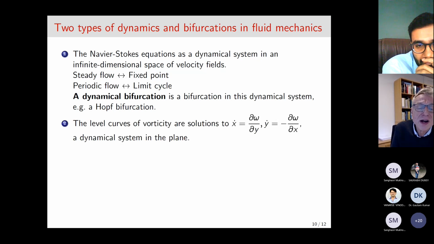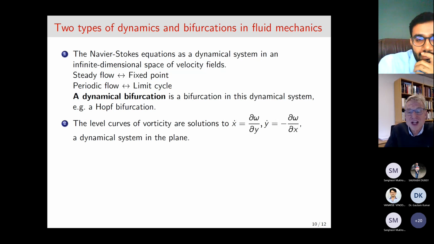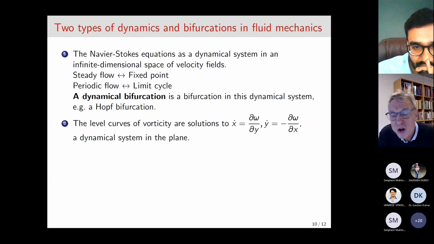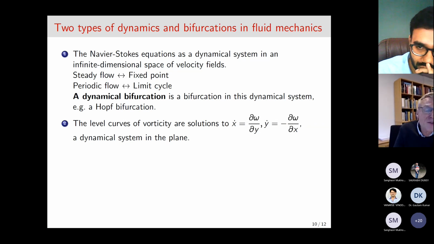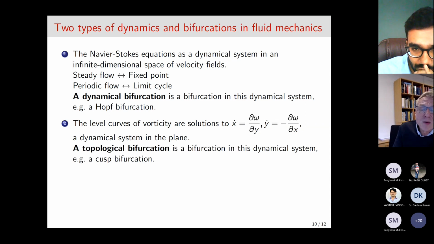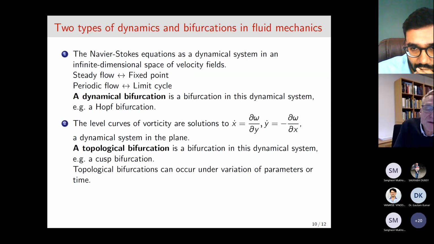But there's also another type of bifurcation. If we look here, we look at vorticity, and the level curves of vorticity, including the extremal points and the saddle points, they are solutions to this dynamical system, which is a two-dimensional dynamical system. So this lives somewhere different. And a topological bifurcation is a bifurcation in this dynamical system. For instance, a cusp bifurcation where vortices are created or destroyed. And they can occur under variation of parameters, or as we're doing here, really considering time as a parameter.